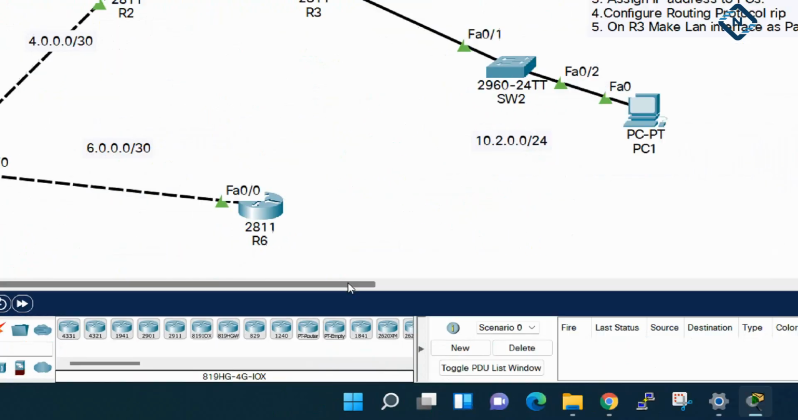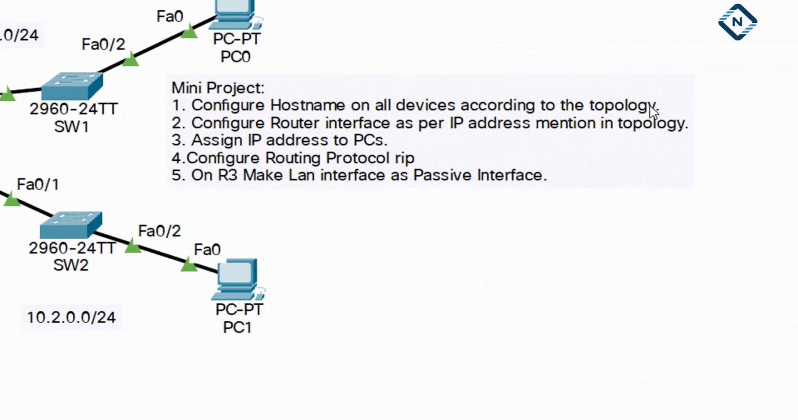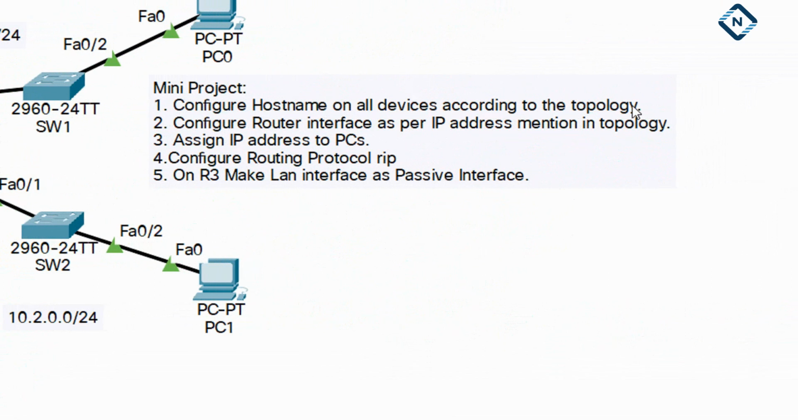If you see here, the mini project: configure the host name on all devices according to that topology. I hope you can do this one directly. Just log into all the routers and change the host name. This is the first point. Second point, configure the router interface as per the IP address mentioned in the topology. Whatever IP address is mentioned in the topology, assign that IP to the interface. How will we assign? Interface, IP address, give the IP address and write no shut.